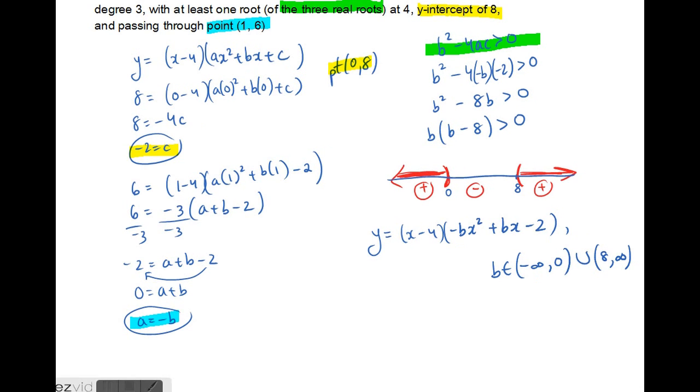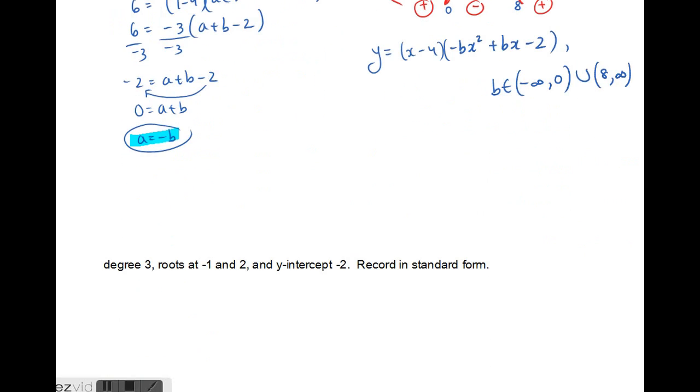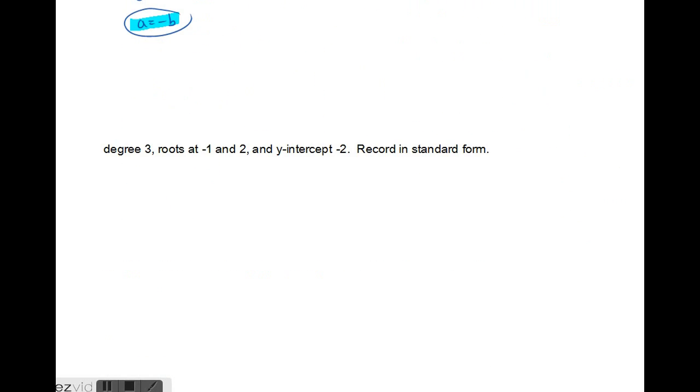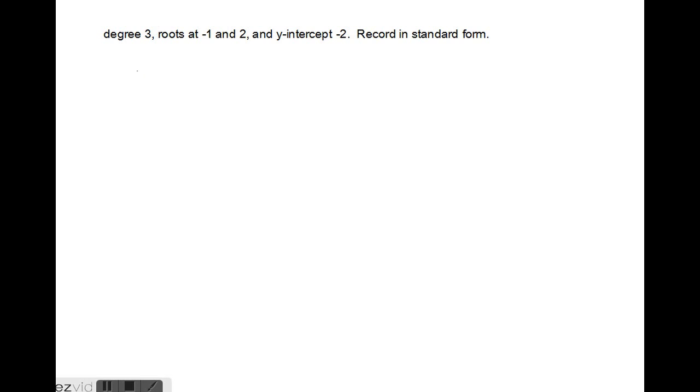You can verify this answer using a graphing calculator yourself. We'll do one more example. So here we have degree 3, and we are given 2 roots of the 3 roots possibly, and the y-intercept, and we want to record it in standard form.